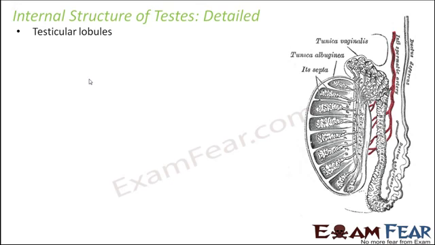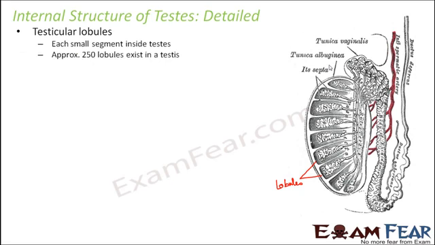So let us start with testicular lobules. What are testicular lobules? Here, if you see, this is the testis. Inside the testis you can see there are sections. This is one section, this is another section, this is yet another section. Each of these sections is known as a testicular lobule. These are small segments inside the testis. One testis has multiple small segments and each of those segments is called a lobule. Since they are present inside the testis, they are called testicular lobules.